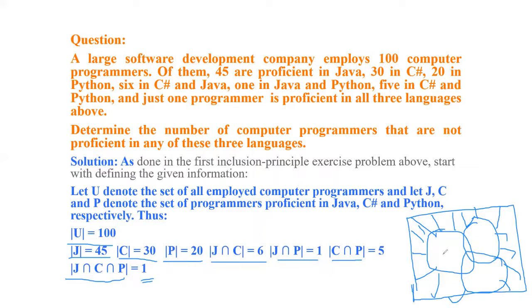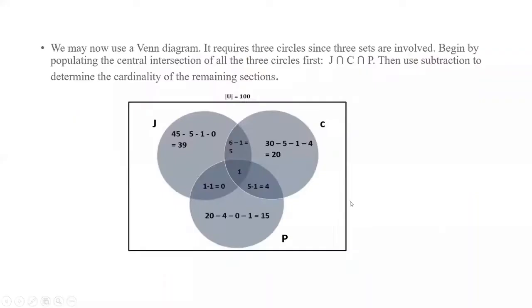So first of all, we have to find the value of all the circles, that is, those who are proficient in the three languages. This whole part you have to find out first. So this is the Venn diagram. It requires three circles since three sets are involved.